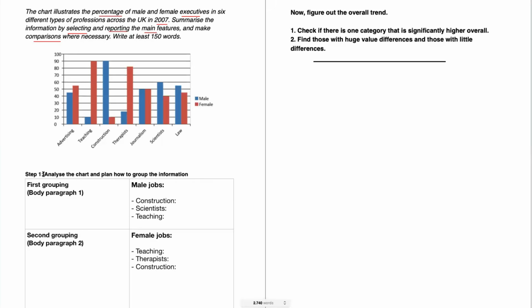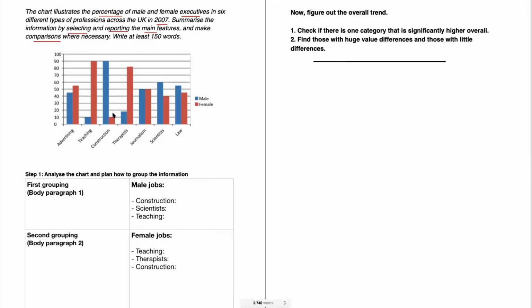So for our step 1, we're going to analyze this chart and plan how to group the information based on our 2 groups. So I've got our male jobs and our female jobs. Now I've already written out some of the most noteworthy positions, and I'll show you why. Now for male jobs, remember we have the blue bar here. We're looking at construction, scientists, and teaching. This is because this is the most noteworthy.